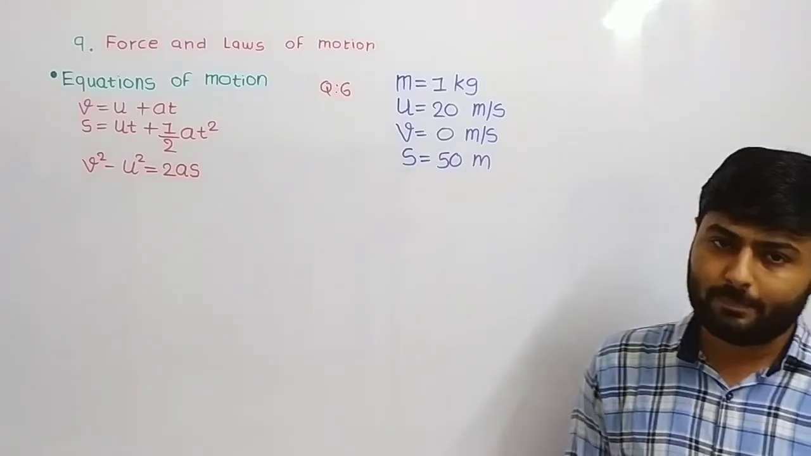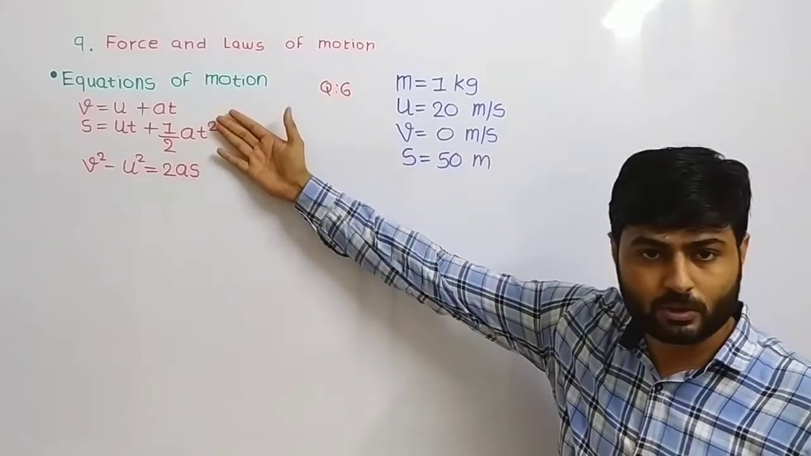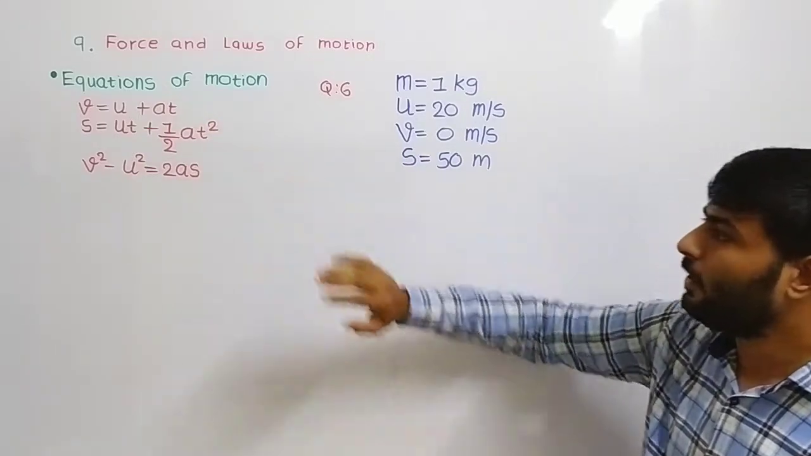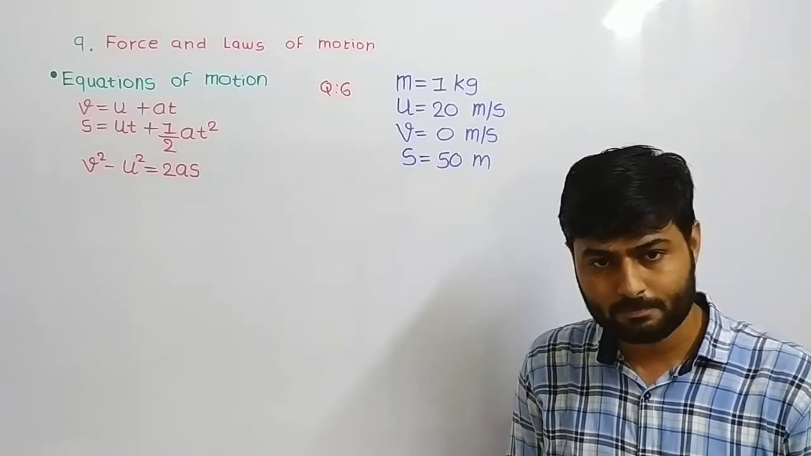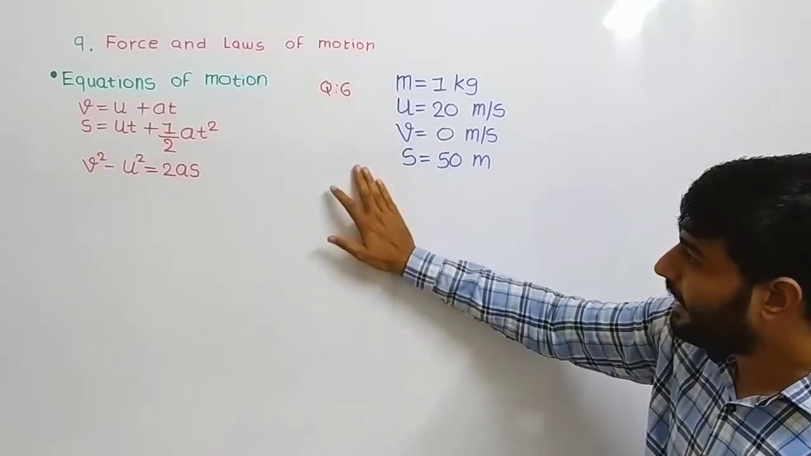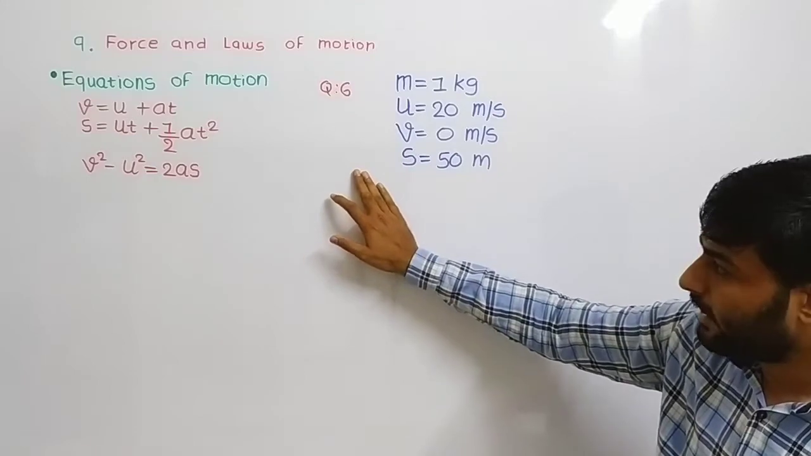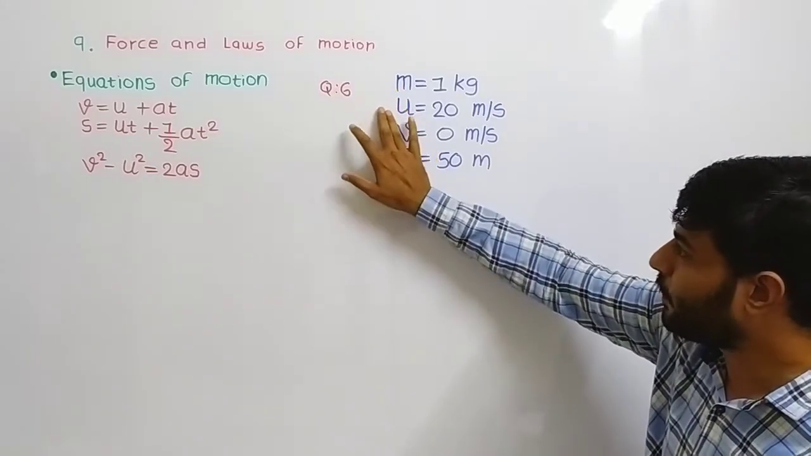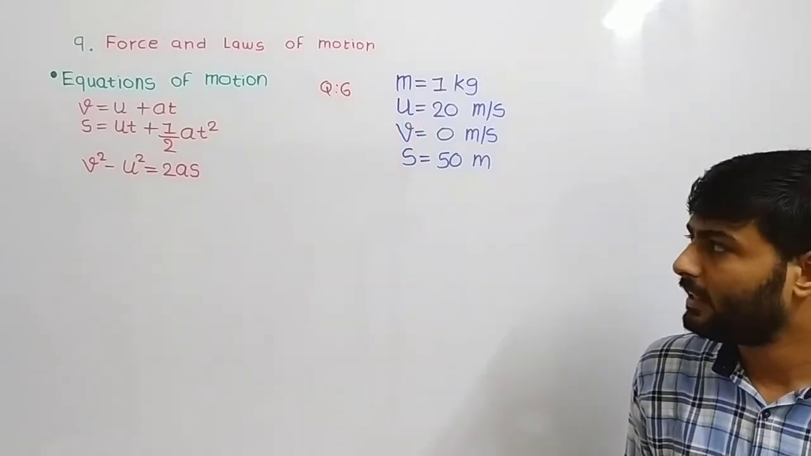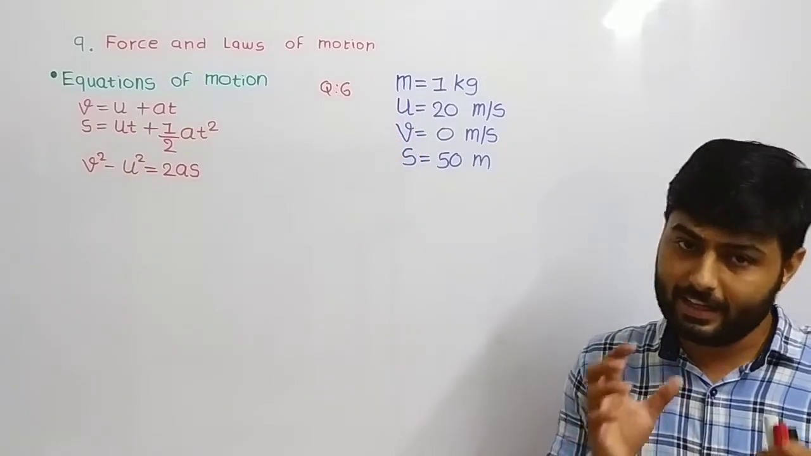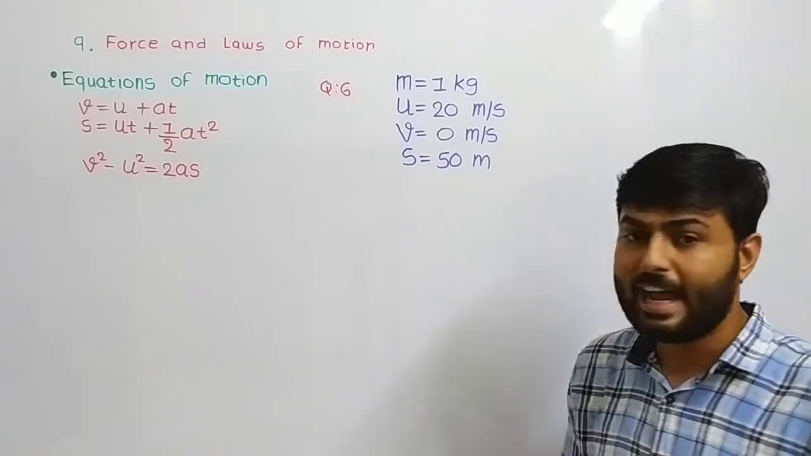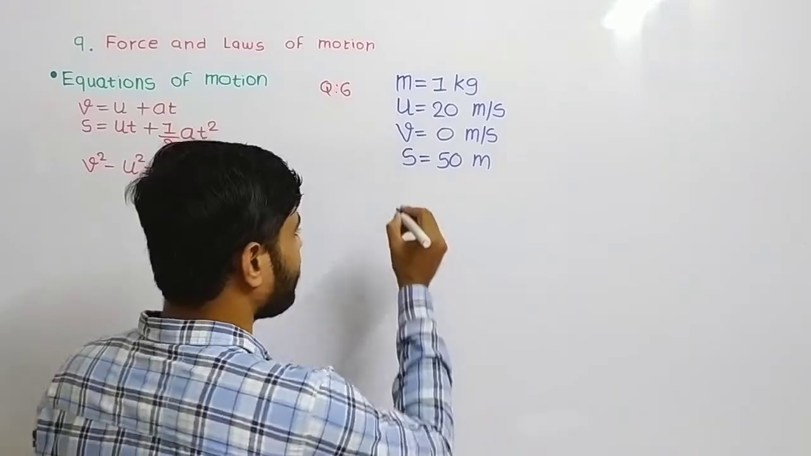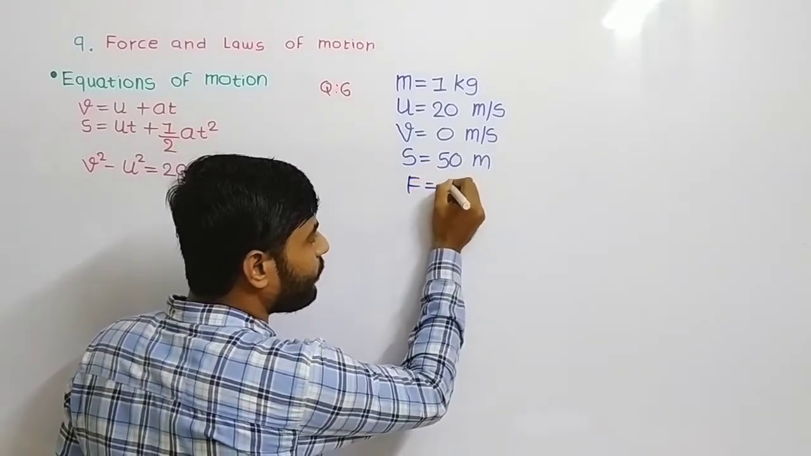So from chapter number 8 we have equations of motion. Now we have to select one equation from these equations of motion. By our data, I think I will try. I have m, u, v and s and I have to find a. What do I have to find? I have to find force.